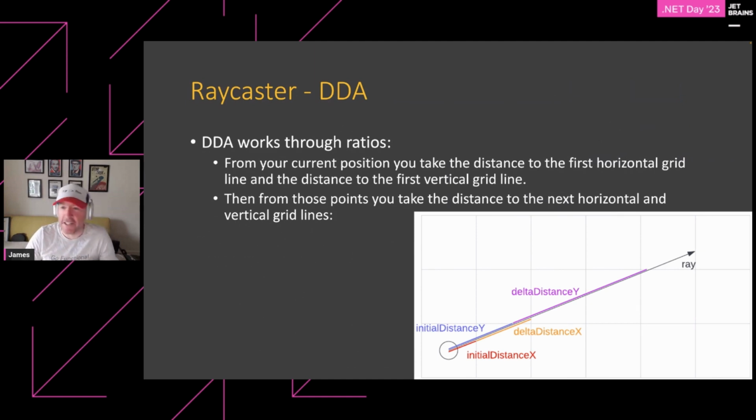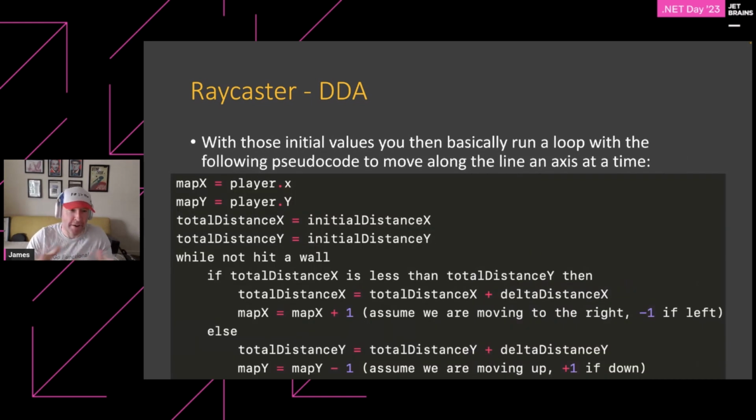Actually, I find DDA easy to explore from pseudocode, so let's just look at the pseudocode. I find it much simpler to explain that way. You figure out your initial distance to the next X point and your initial distance to the next Y point from where you are now.